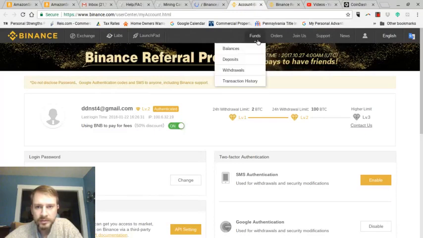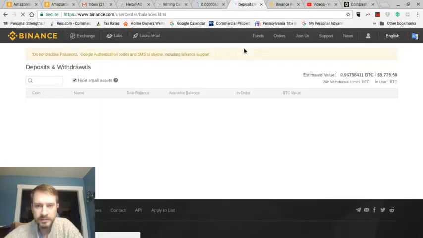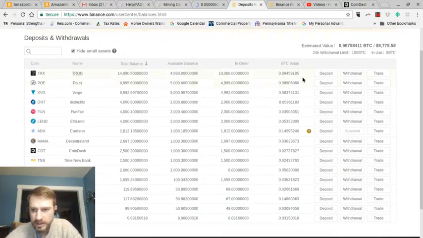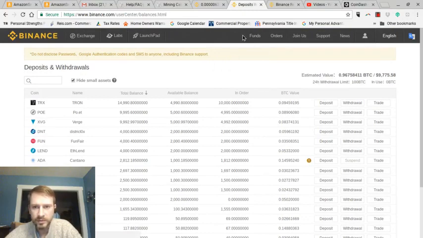So we go back to balances here. The other cool thing about the balances is that if you want to deposit or make a withdrawal, you're going to do that right there to get to your wallet. The other thing I don't like is you can't sort by your Bitcoin value, which I wish you could just click that and have it sorted from high to low or low to high. I do like that it's got all that right over here, though. You can see how much your stuff's worth.